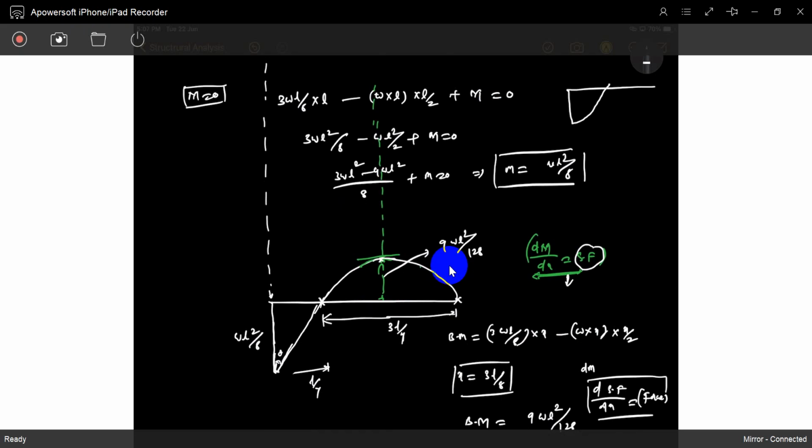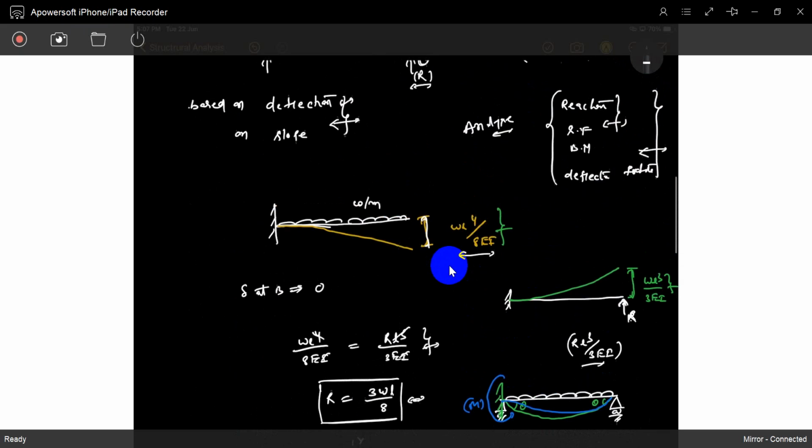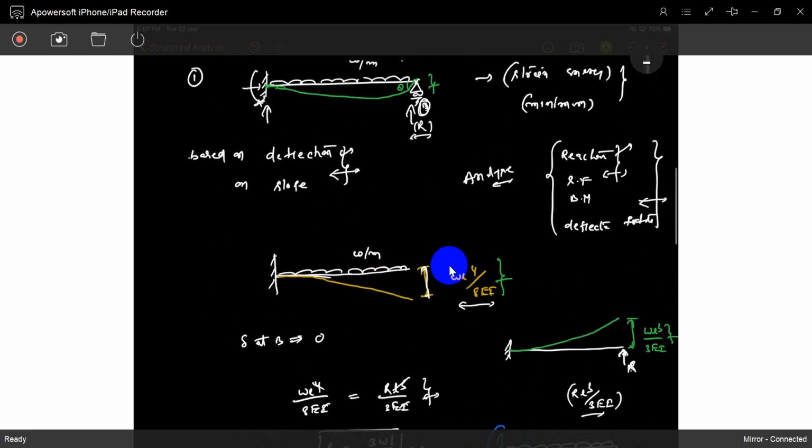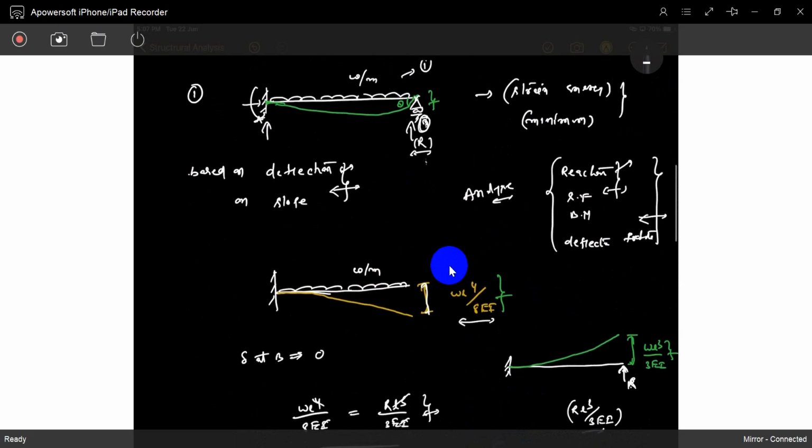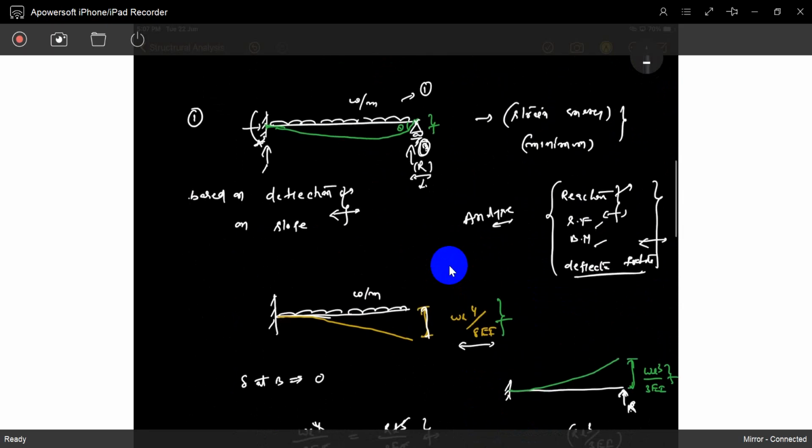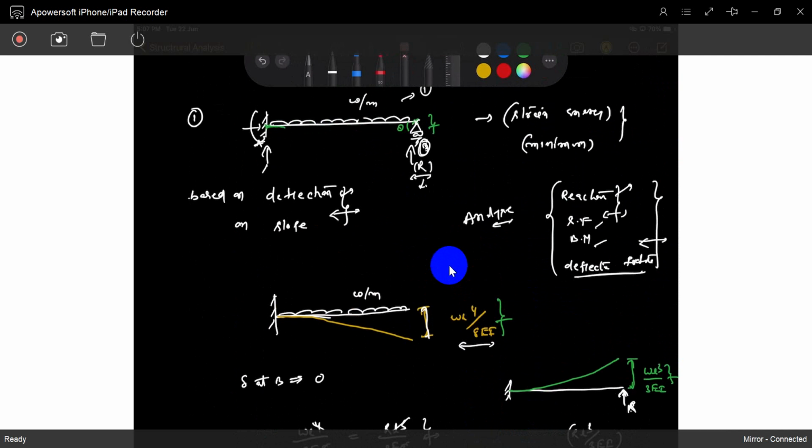Okay, that's it. Analyze. So every reaction we find out. Reactions means this reaction and the bending moment, so the bending moment at A, those are the external reactions. Shear force, bending moment and deflection profile. I already drew a deflection profile. If you feel, I will draw it again. See, at A deflection is 0, at B there is deflection.